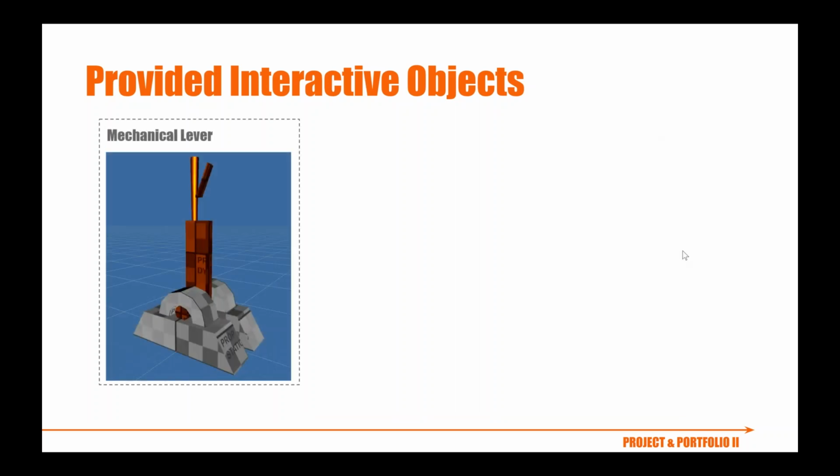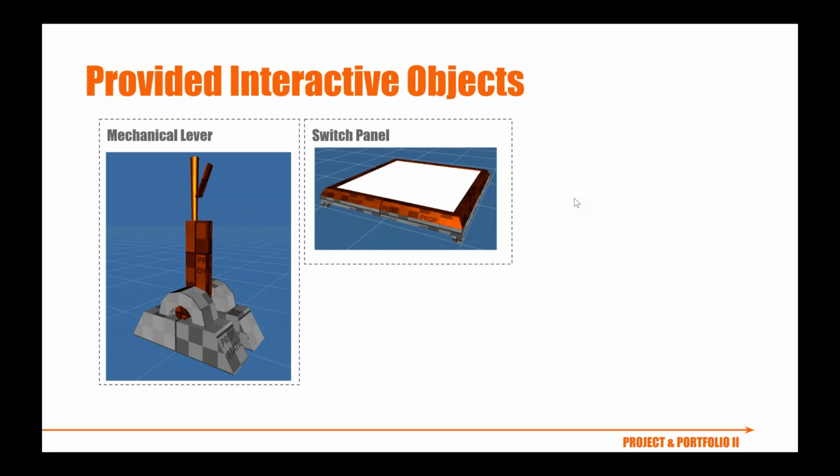So these are three interactive objects that we provide to you guys. We have the mechanical lever, where you can walk up to it and press E, and you pull the lever, and press E and you pull it the opposite way. We have the switch panel, which works like a button in essence, where you walk on the switch or you touch the switch with something, and now it's on, and then you can walk away from it and it's still on until you touch it again and it turns off.